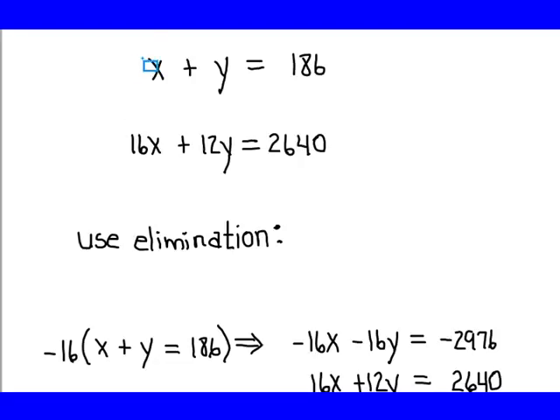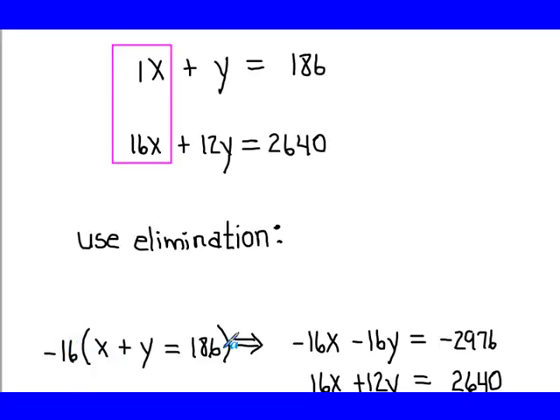So here in this case, the least common multiple between 16 and 1. Remember, when there is no number in front of the variable, 1 is understood to be there. So the least common multiple between 1 and 16 is 16. So here you see that I'm multiplying the first equation by negative 16.